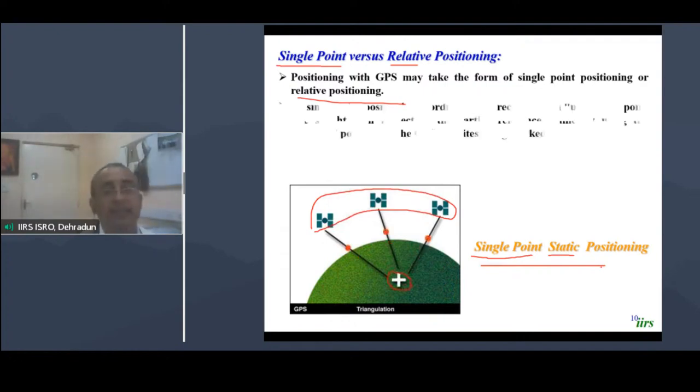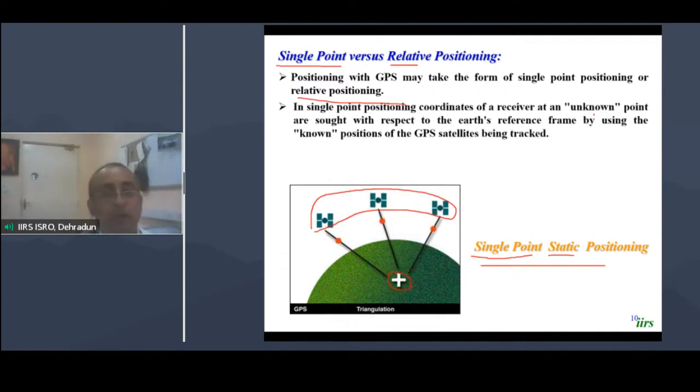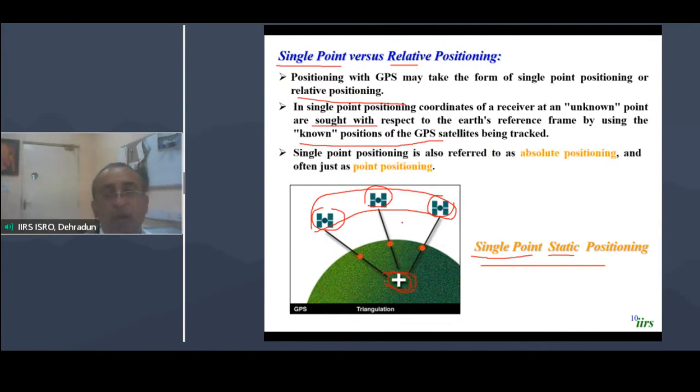In single point positioning, the coordinates of a receiver at an unknown point are calculated with respect to the Earth reference frame by using the known positions of the GPS signals being tracked. That means these satellites are the known points to me. Whenever these are tracked, using these satellites we get our own coordinates on the ground. Single point positioning is also called absolute positioning or just point positioning. We are not referring to any other information on the ground. Just using this information, we are calculating our own coordinates.